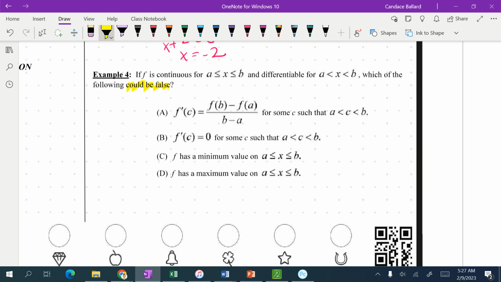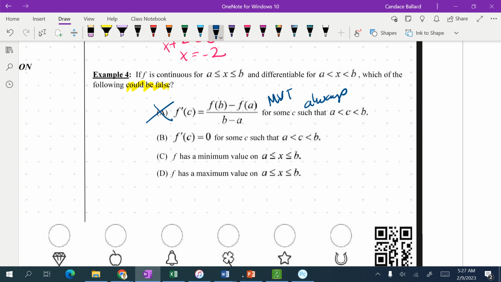So the first one is actually something that in the 2023 school year we haven't learned yet, but we will eventually. It's talking about the derivative being equal to the slope, so the instantaneous rate of change being equal to the average rate of change. And this is actually true. It's something we call the mean value theorem, or MVT. So that one is always true, so we know it can't be choice A.